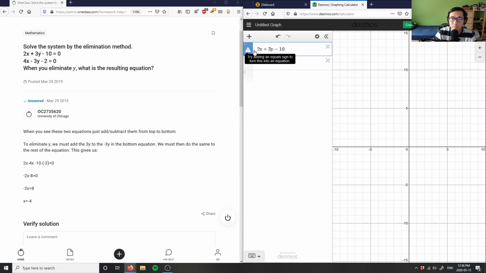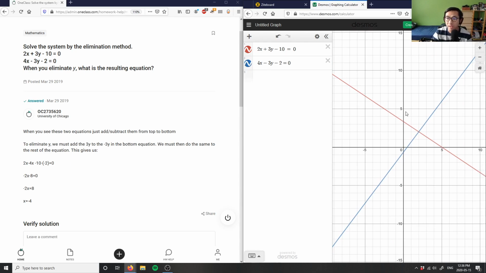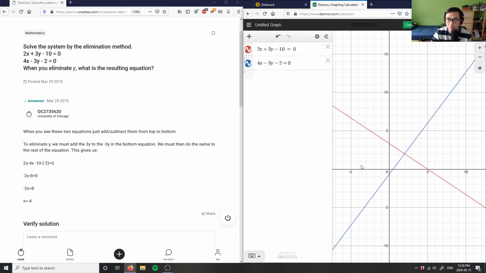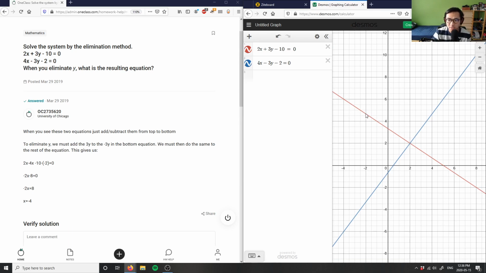So I believe that this here is actually, can I not plot this? Try adding an equal sign to turn this into an equation. Okay. And then 4x minus 3y minus 2 equals 0 here. So if x equals -4 here, and there would be 6 here, would that give me a solution as well? So this here is actually not my solution.